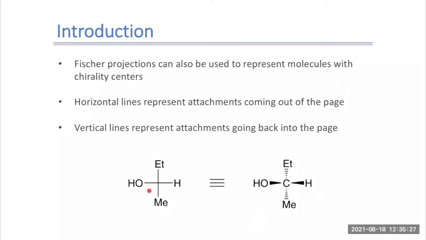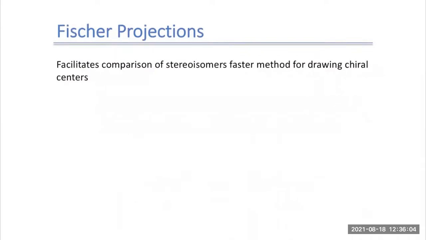So drawing our Fischer projection in our T-shape, where we draw just the straight lines, it's implied that the two on the horizontal plane are coming out towards you, they're wedges, and the two that are vertical are dashes. And Fischer projections are a useful tool, particularly when we're looking at carbohydrates. So as I said, sometimes they facilitate a comparison of stereoisomers faster than if we draw a tetrahedral.